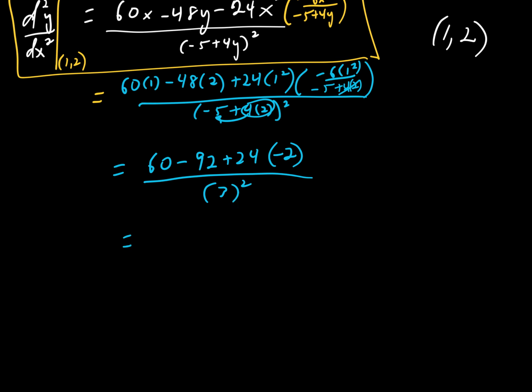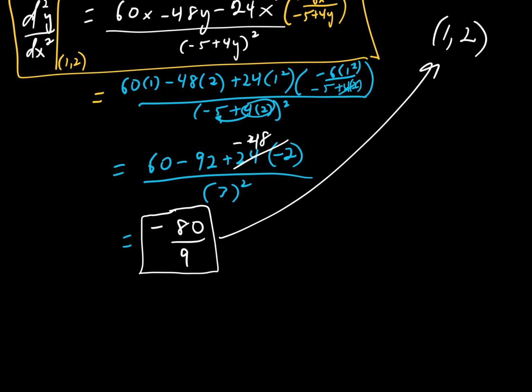All right, let's see what we got here. This is negative 40. Negative 48. So, oh heck, let me just get the calculator right here. Give me a second. All right, the calculator now says that we have a negative 80 over 9. And if you remember, 81 is divisible by 9, which means 80 is not divisible by 9. There is your second derivative evaluated at 1, 2.